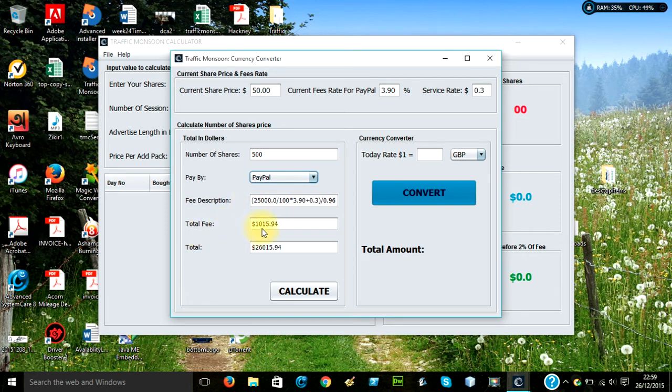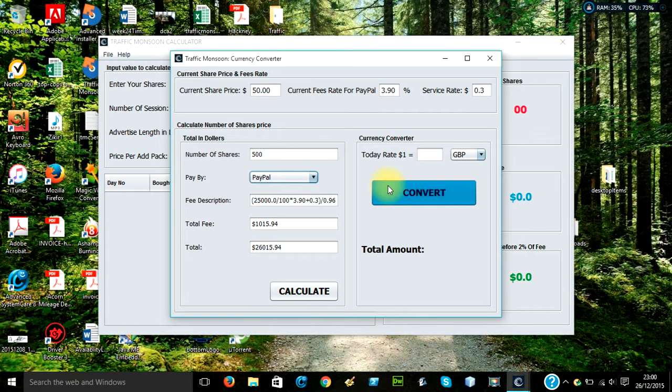The 500 shares equal $25,000. Out of the $25,000 they calculated the fees, and the total fee will be $1,015.94, and in total you're going to pay $26,015.94. Now if you are from a different country like Great Britain, then you can put in today's rate, $1 equals how much in Great Britain.